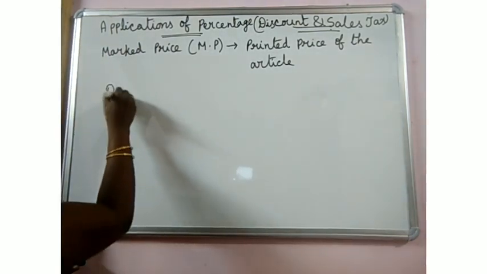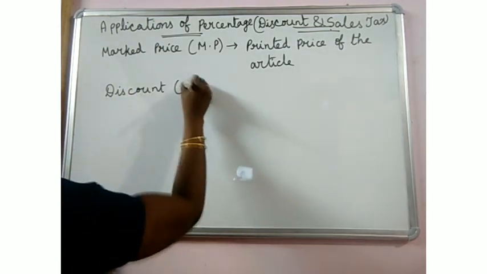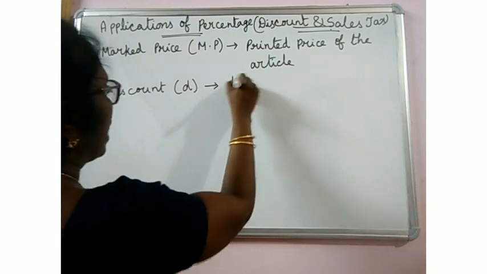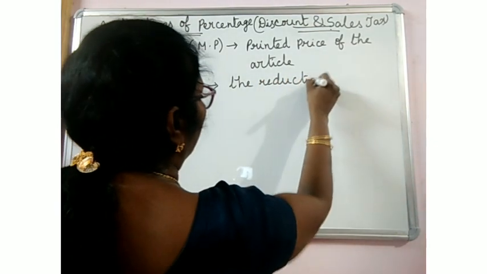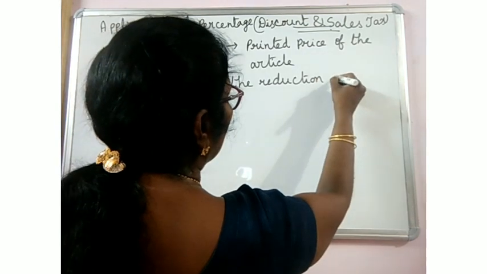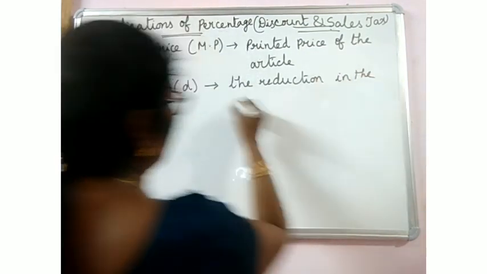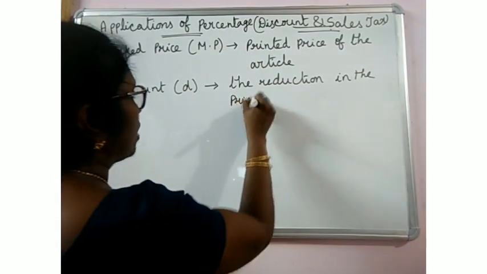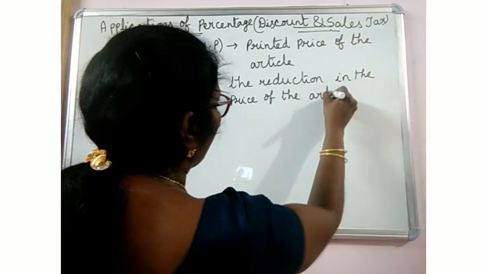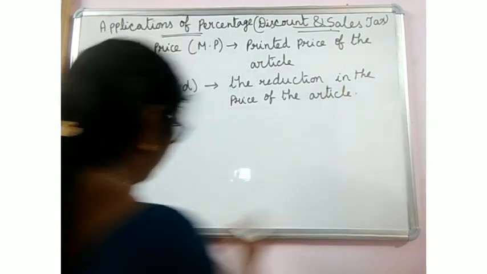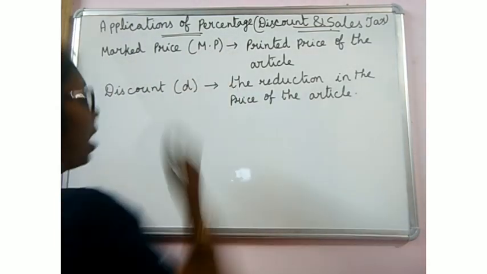What is discount? Discount in short we take as D. The reduction in the price of the article is known as the discount. That means discount is calculated on the marked price.